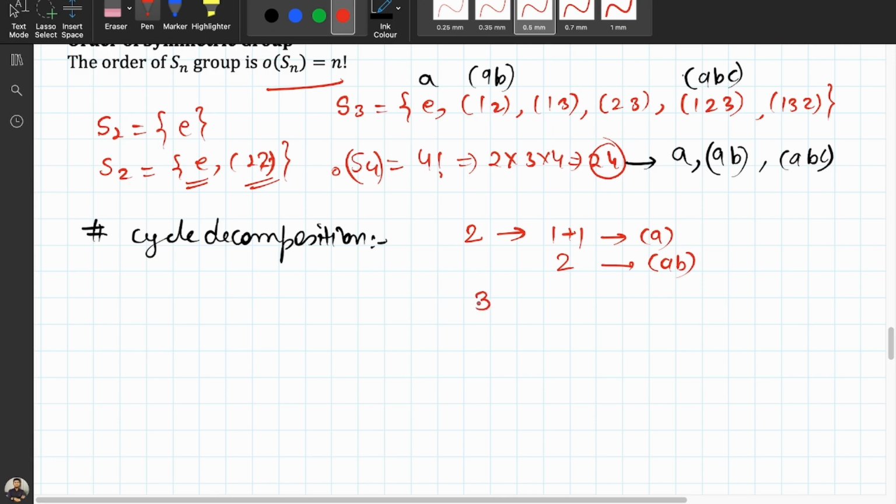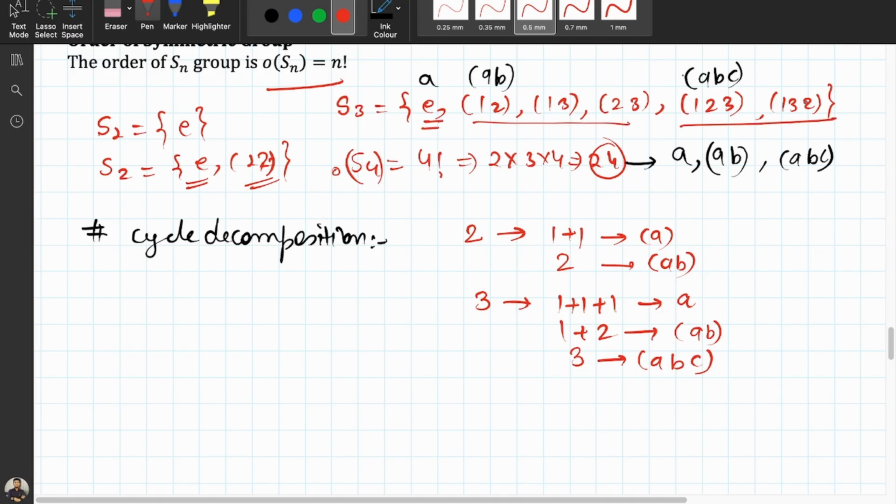Next, 3. 1 plus 1 plus 1 is actually representing the identity, so A type element will be there. 1 plus 2 means AB type element will be there. Then 3 means ABC type element, a C type element will be there. So now you can see this is A, this is AB, this is ABC.